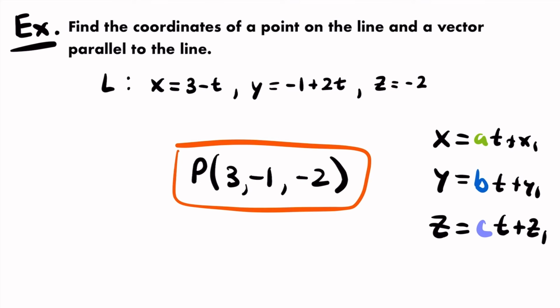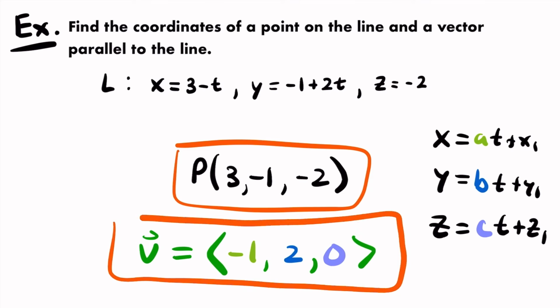Okay, and so what we find here is that our vector parallel to this line will have the components of -1, 2, 0. And that's it. That's a vector that would be parallel to this line. We just identify those direction numbers and make them the components of that vector.